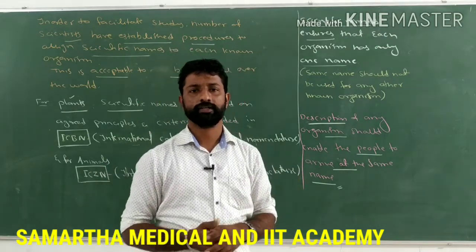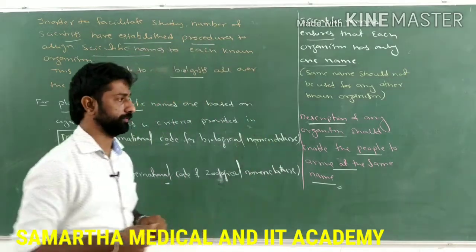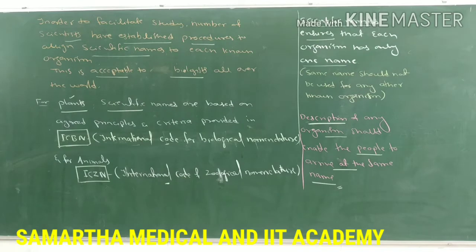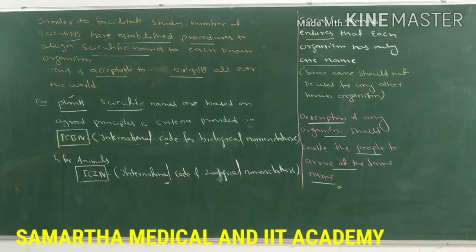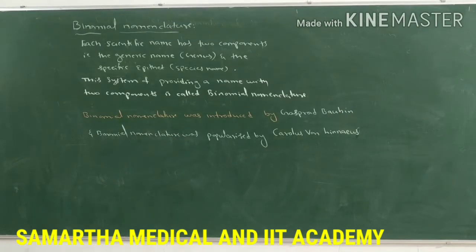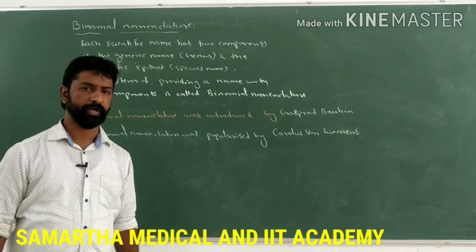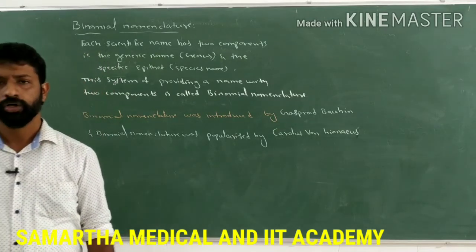Next we are going to discuss a very important aspect of taxonomy, giving a scientific name for the living organism, that is binomial nomenclature. Make a note of these points now. So the next concept is binomial nomenclature.